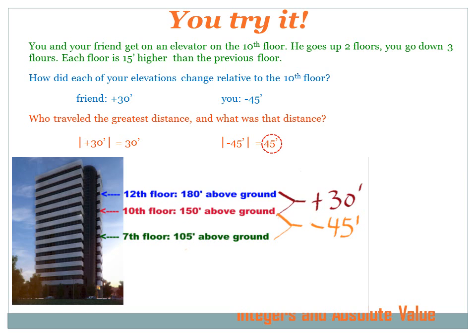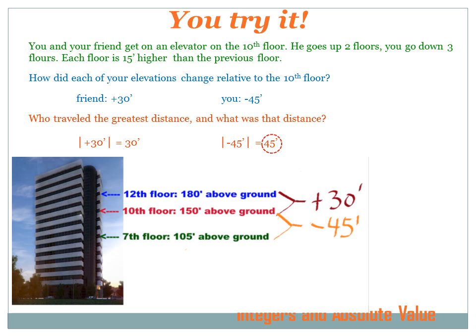All right. The question's asking us how much did each of your elevations change relative to the 10th floor? Well, your friend went up 30 feet. So his increased by 30 feet. You went down 45 feet to get to 105 feet. So your elevation relative to the 10th floor decreased by 45 feet.